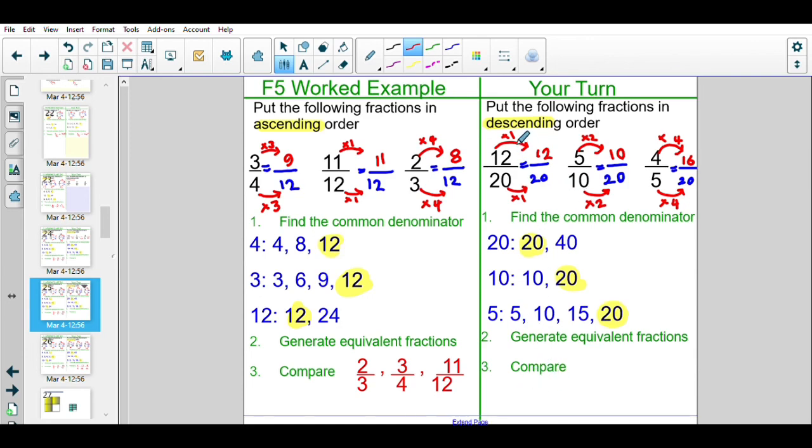And now I'm going to compare them. From descending, that means from the largest, 16 over 20, the original format is 4 over 5, then 12 over 20, the original form is the same, 12 over 20, and the last one is 5 over 10. Make sure that you write them in the original format.